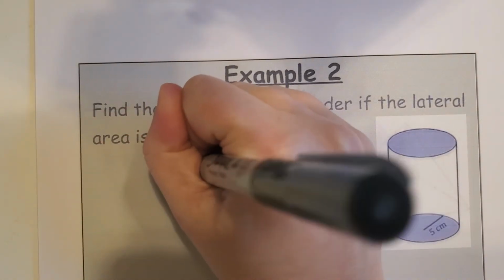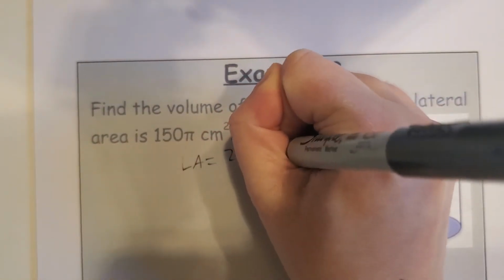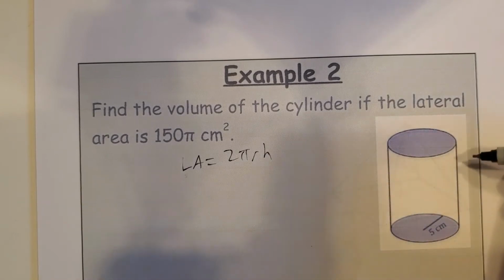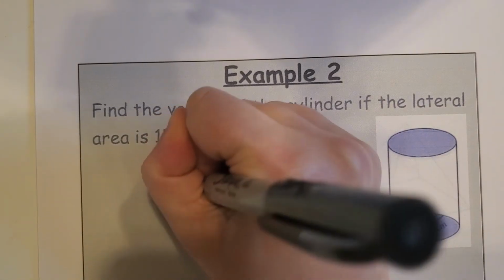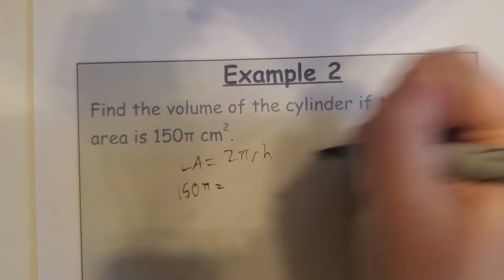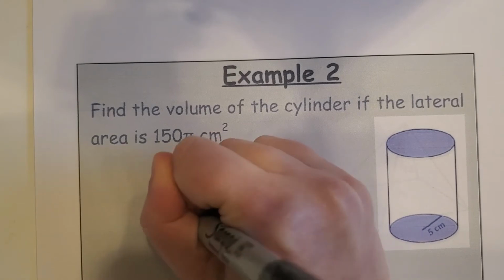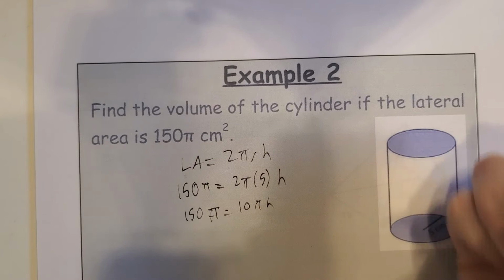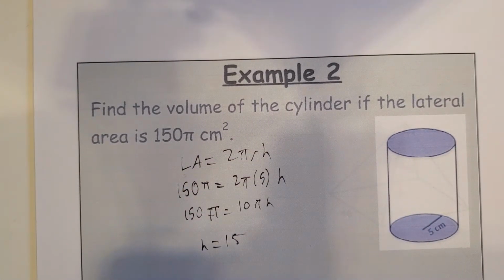In case you guys forgot, the lateral area of a cylinder is 2 pi r times the height. So we do need this, and we also need the lateral area because we have this missing height that we need to find the volume. Duh. Okay. So we plug this in. This is 2 pi times 5 times height. This is 10 pi. So pi's are going to cancel out, and the height is 15. Cool. That's what we needed.